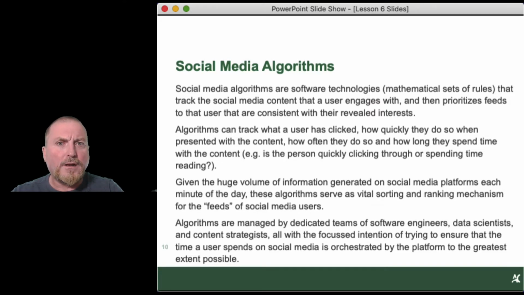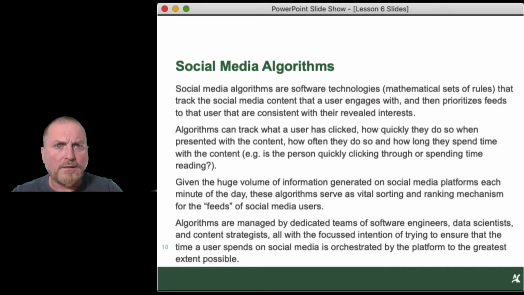Hey, I note that you haven't been on Facebook for a while. You have this many friends that have posted this and that. All designed to enhance, lengthen, and deepen your engagement with the social media platform. And these algorithms are managed by dedicated teams of software engineers, data scientists, and content strategists, all with the focused attention of trying to ensure that the time a user spends on social media is orchestrated by the platform to the greatest extent possible, right? That's how they can control the messaging you're getting.